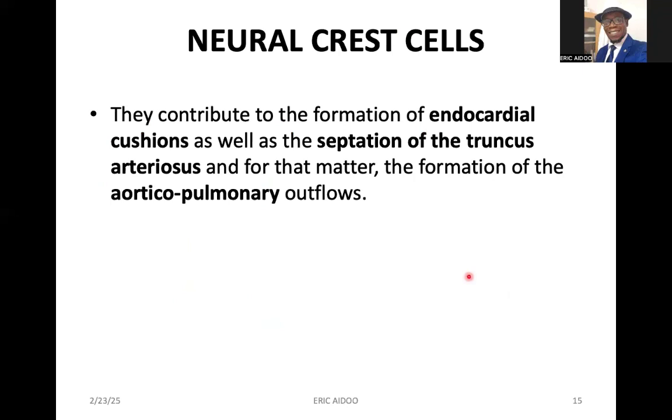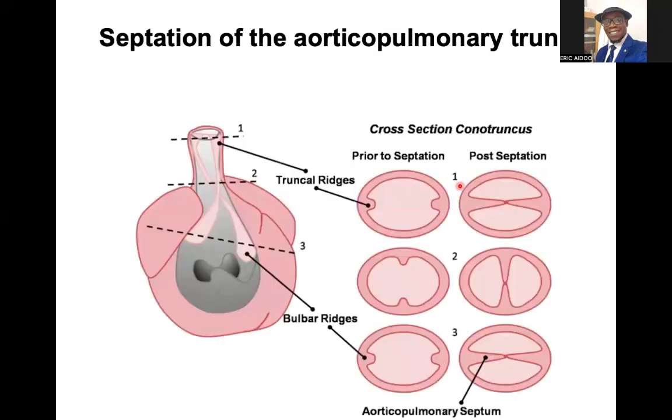Neural crest cells, the ubiquitous cells that are found almost everywhere, contribute to the formation of endocardial cushions as well as the septation of the truncus arteriosus, and for that matter, the formation of the aorticopulmonary outflow. So you come across them a lot. Endocardial cushions help in the septation or division of many parts of the primitive heart, including the truncus arteriosus and even the primitive atrium, as well as the ventricles.